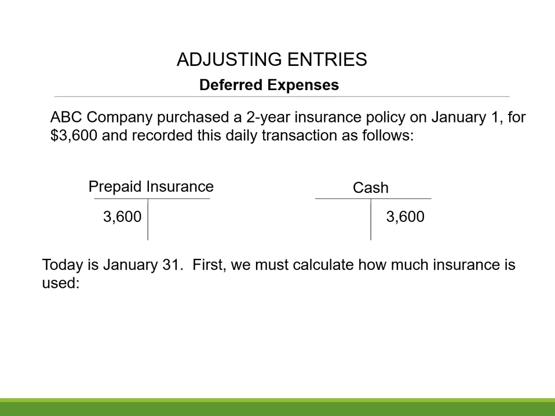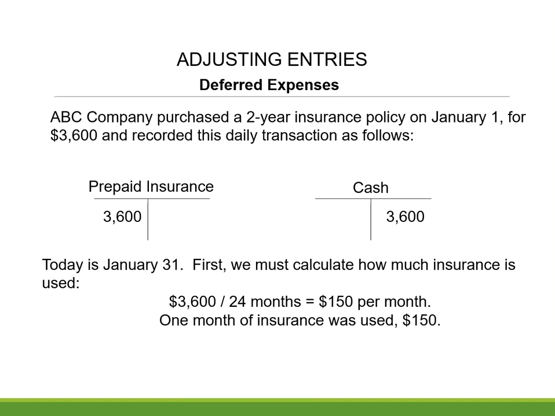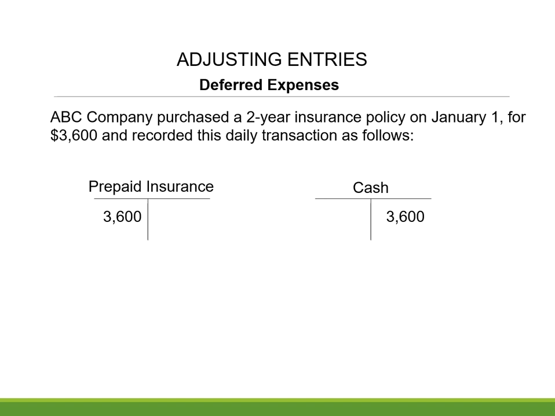Okay, so first we must calculate how much insurance is used. So our insurance policy cost us $3,600, and it is for a period of 24 months, right? 2 years, 24 months, same thing. So we take our $3,600 divided by 24, and we come up with $150 per month. So each month we must record expiring $150 worth of the insurance. So during January, 1 month was used, which is $150.